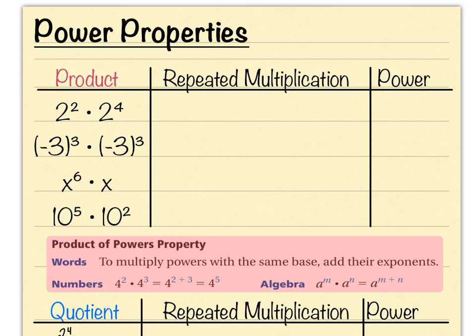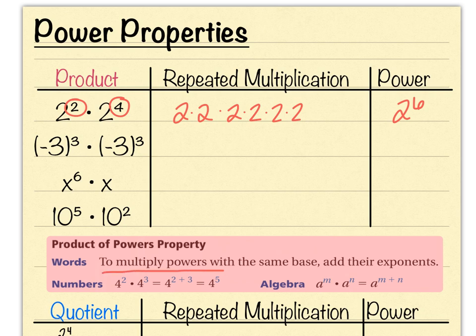All right, now it's time to get into the new stuff, the real new stuff, the power properties. We have 4 different properties that we're going to talk about. The first one's called the product property, or the product of powers property. What it says is that anytime you are multiplying 2 powers together with the same base, all you have to do is add the exponents, and I'm going to show you why. 2 squared means 2 times 2, and 2 to the 4th power means 2 times 2 times 2 times 2. Well, that's all just multiplication, and there are 6 2's, so 2 to the 6th power. So all I had to do was add the exponents together. And that's what this says.